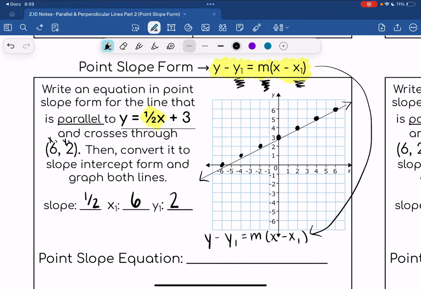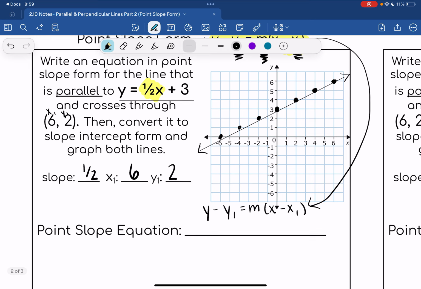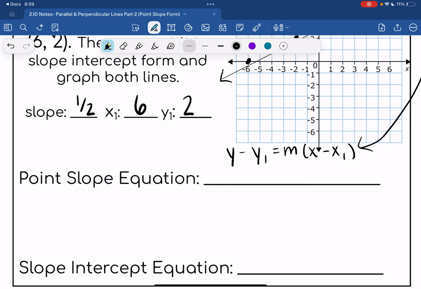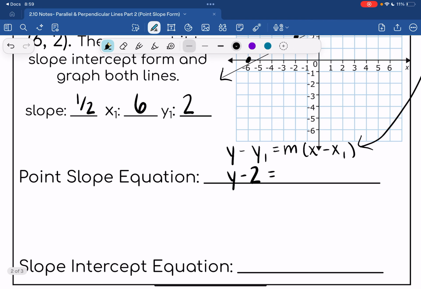So I have the form. Okay, so now I can plug in y minus y1. So that's going to be y minus 2. So my y1 value is 2, equals m, that's my slope, 1/2, times x minus x1. So it's going to be x minus 6. A couple things to notice. The minus is part of the equation, so we leave that minus in there.